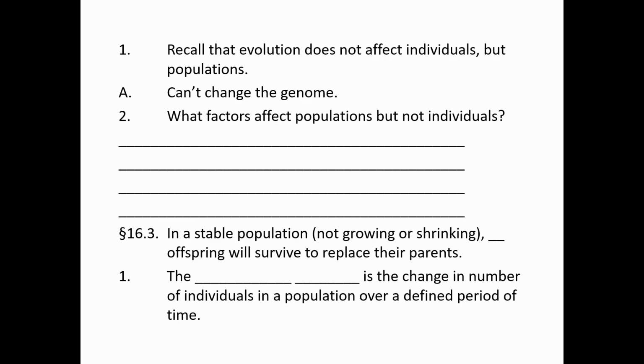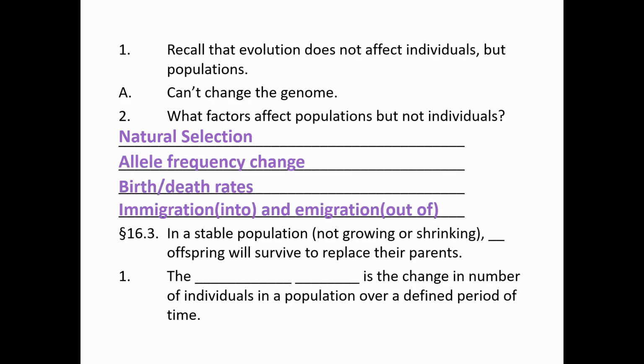We're going to see changes happening within a population, both in things like allele frequency, which is microevolution, and large-scale, potentially speciation changes, which is going to be macroevolution. So what types of factors can affect populations but not the individuals? Things like natural selection, allele frequency change, birth and death rates, and immigration into or emigration out of a population.